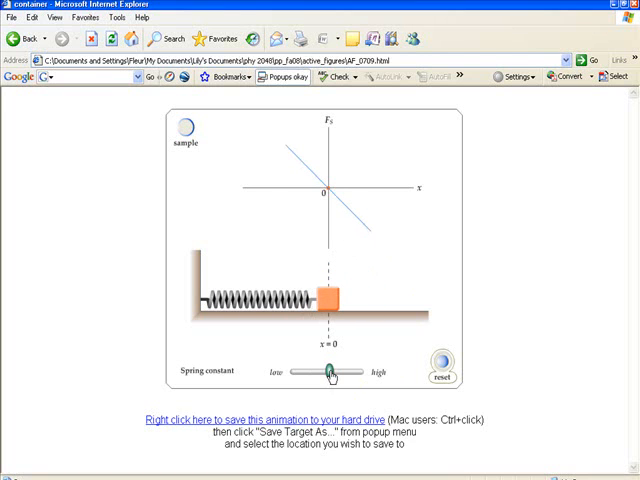If we adjust the spring constant to make it much stiffer, we can see that this time the force is much greater. Likewise, if we reduce the value of the spring constant, we can see that the force is much weaker.